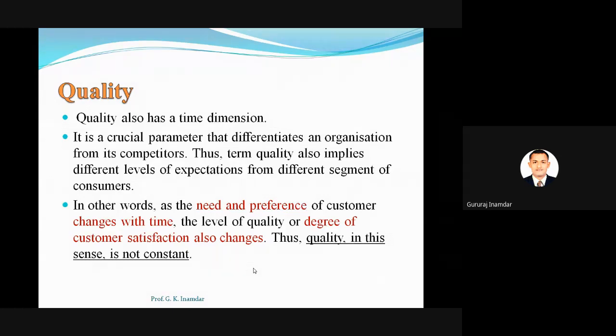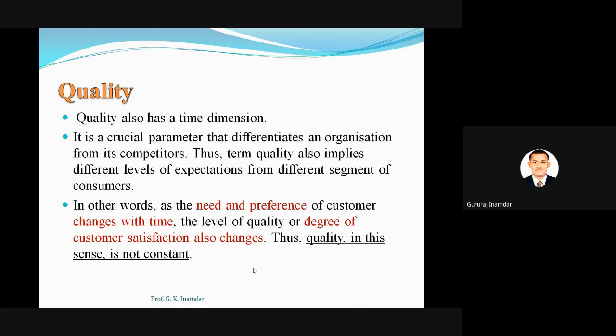So quality has a very time dimension. We have to consider and follow those points with the help of the time dimension. Thus quality in this sense is not constant. Definitely, according to customer satisfaction, quality may change. Is it right? Thus quality in this sense is not constant.